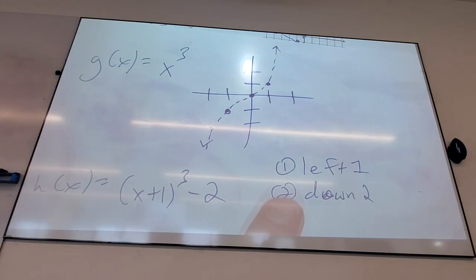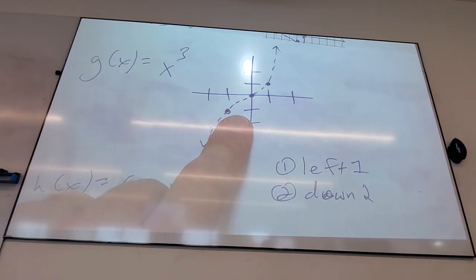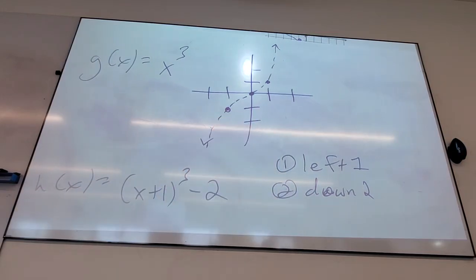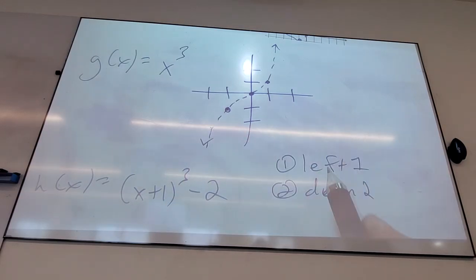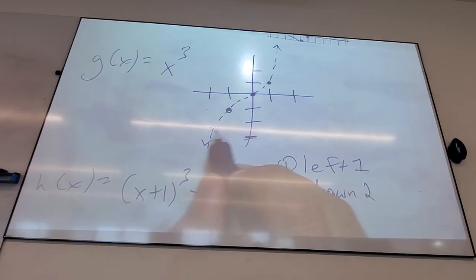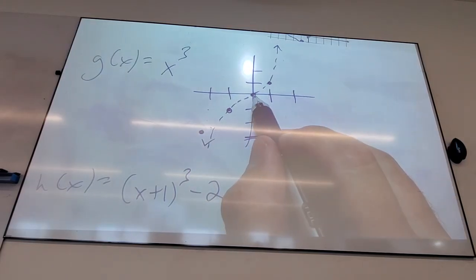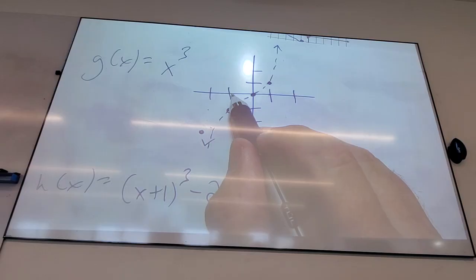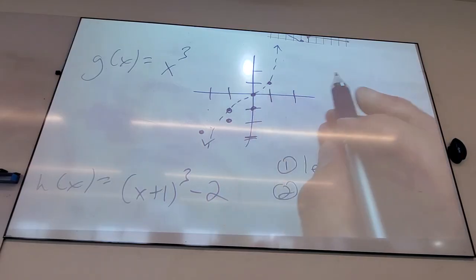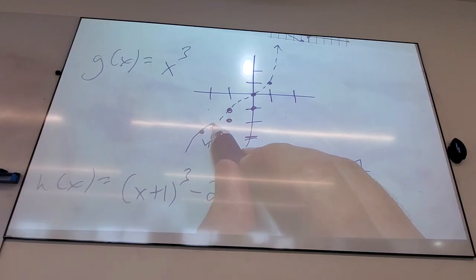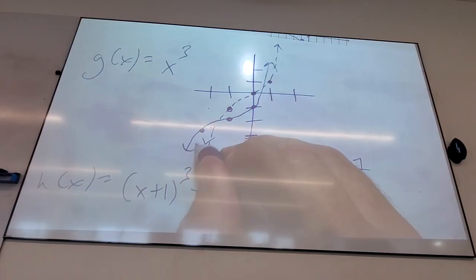All right. So then, if I take this point, I'm gonna move it left 1, down 2. Left 1, down 2. Move this one. Left 1, down 2. Move this one. Left 1, down 2. Oh, my scale sucks. And then you just put the shape back on it, and there you go.